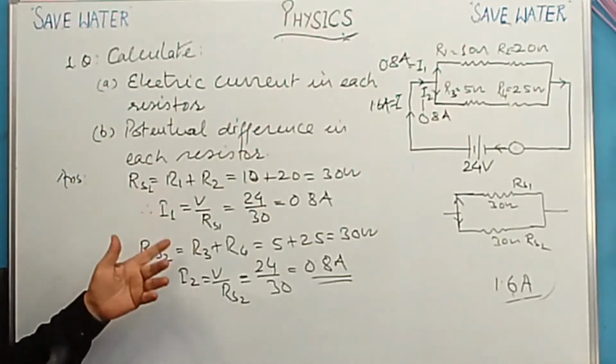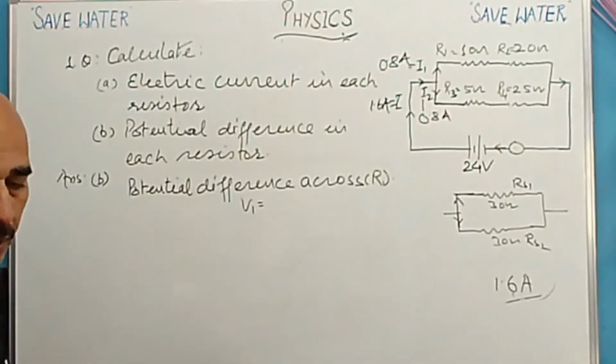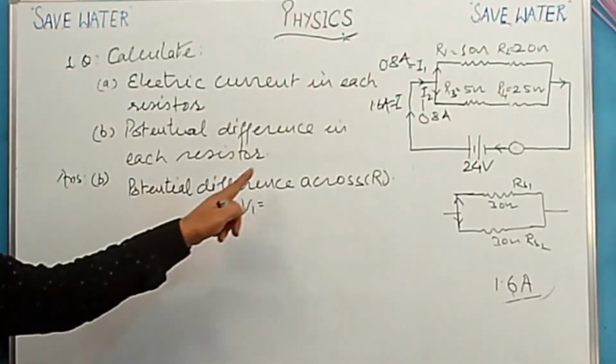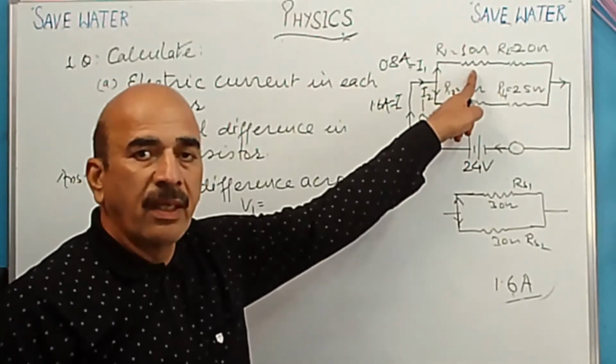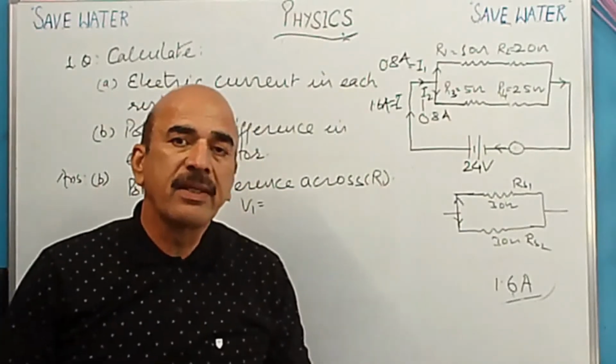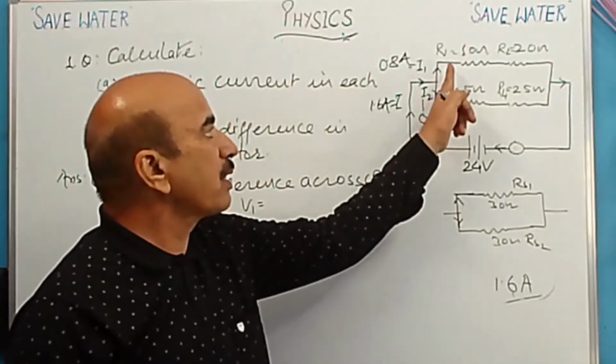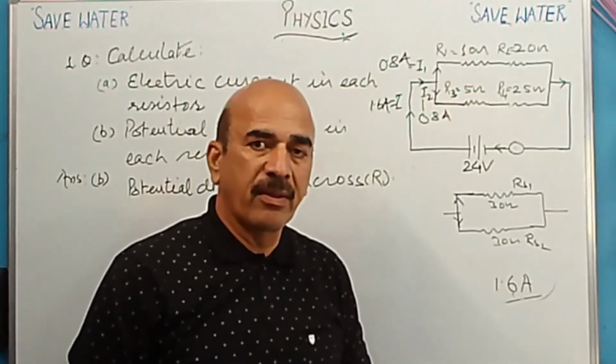So note down. Now we find the potential difference across each resistor. First we shall find the potential difference across R1, and then R2. R1 and R2 are in series combination. So what do you think, the potential difference across R1 and R2 will be same or different?